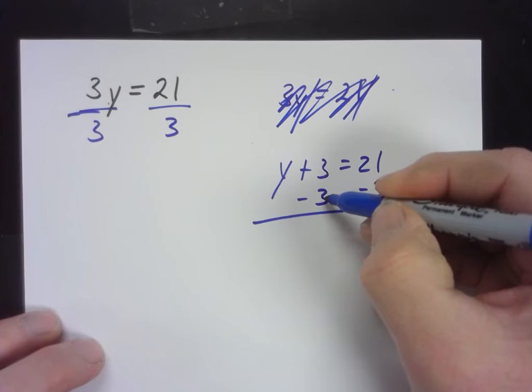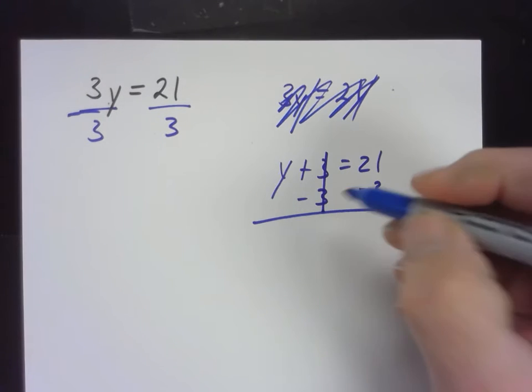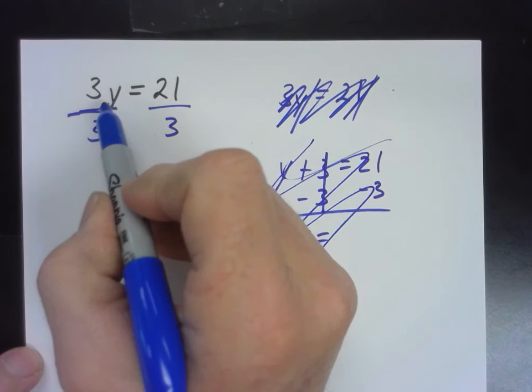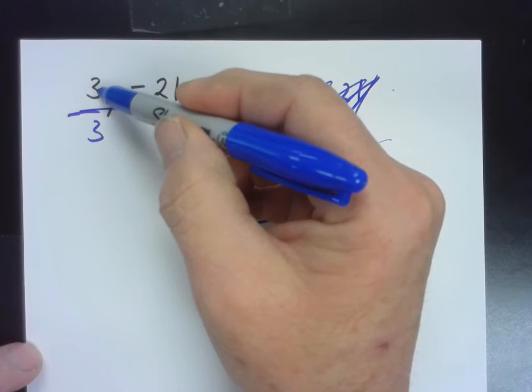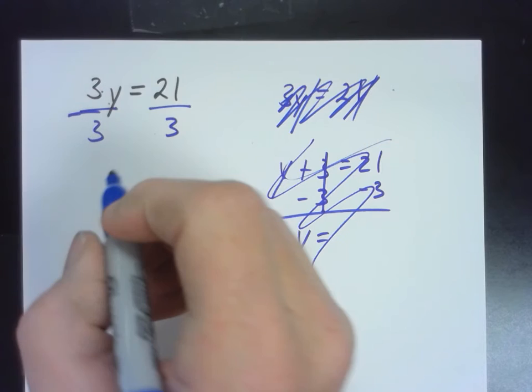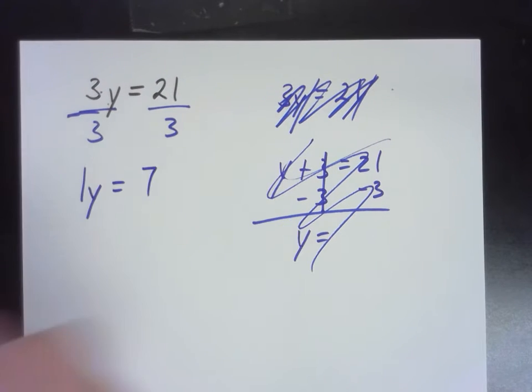They're gone. Y equals whatever. Okay, we don't have to worry about that. Over here, though, it's not gone. Yeah, it's a 1. 3 divided by 3 is 1. And for a while, we are going to write 1 times y equals 7. You're going to write the 1 until I'm convinced it's in your brain that it's there. Can we do that? Okay, it's not a big deal.